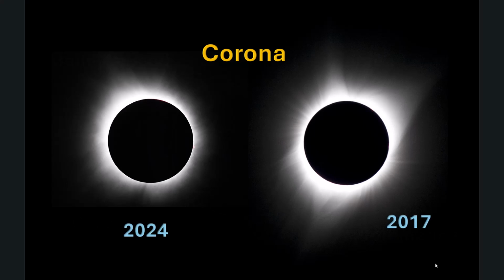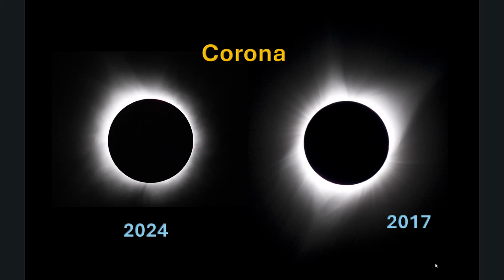So every corona has its own kind of personality. The one on the left here is taken in 2024. The one on the right is taken in 2017. So we were fortunate enough to be able to observe that one as well. We went to Idaho, Mary and I, and we took her 89-year-old father, and he had never seen a total solar eclipse. So bravo to her for thinking of this and game planning it and pulling it together.